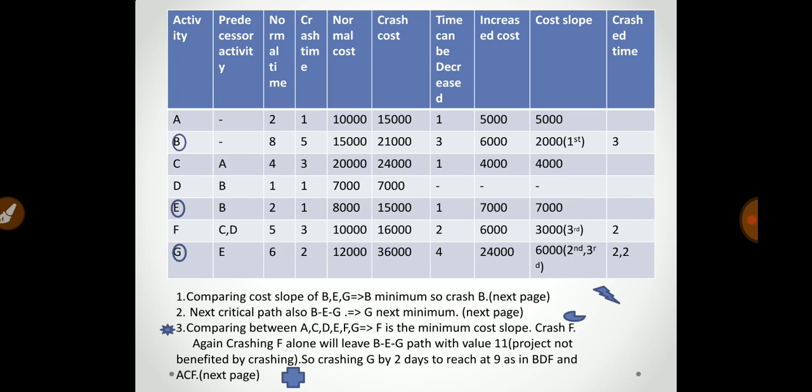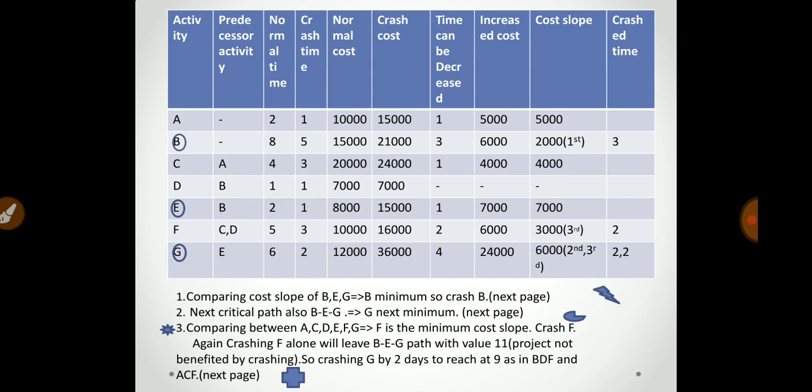Now activity G, normal time is 6, crash time is 2, normal cost is 12,000, crash cost is 36,000, time can be decreased by 4, cost can be increased by 24,000 and cost slope is 6,000. Now crash time is 2.